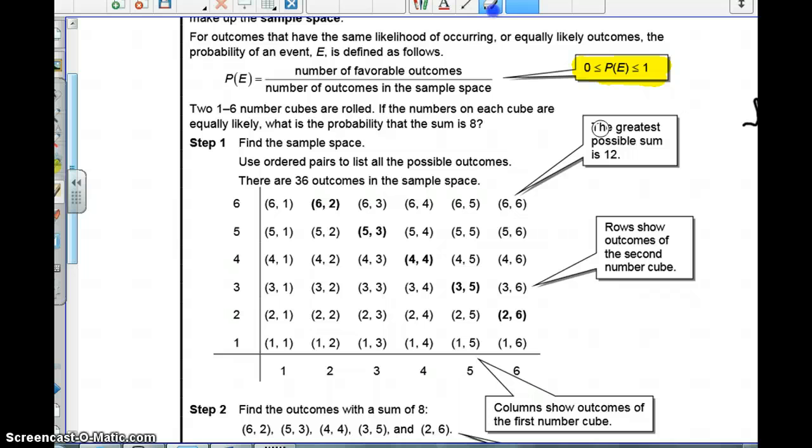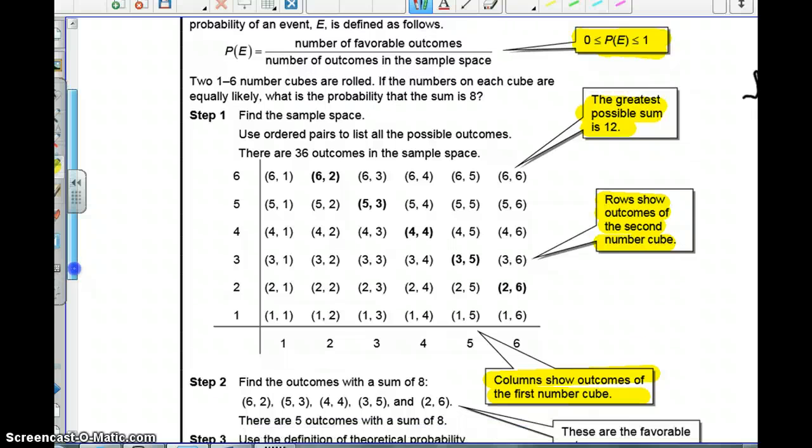And if you notice what we've got here, the greatest possible sum would be 12, obviously. Rows show the outcomes of the second number cube. Columns show the outcomes of the first number cube. So keep this sample space in mind as we answer some of these following questions.